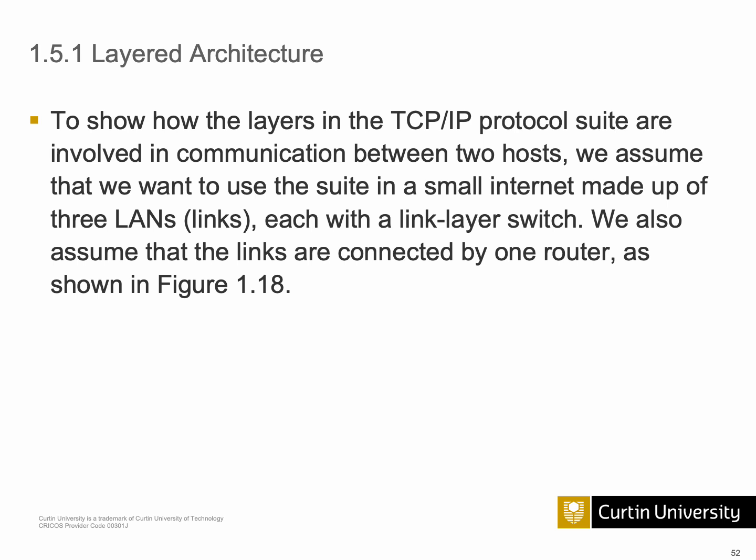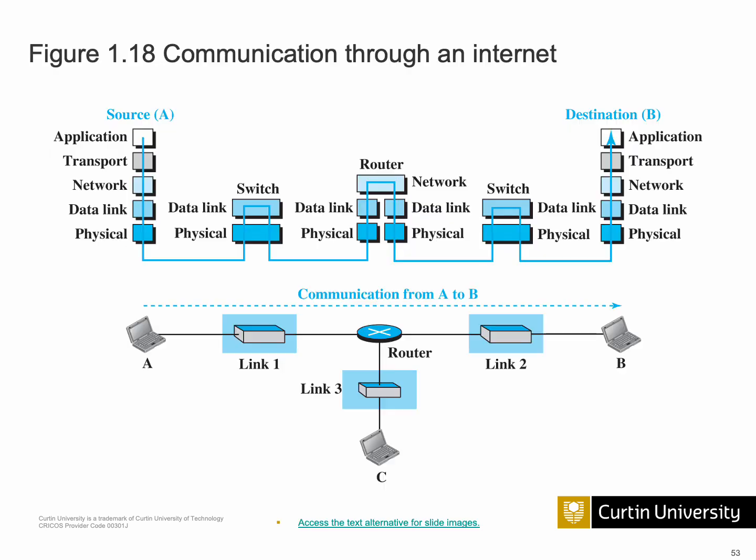So to see how layers are used in the TCP/IP protocol suite, we'll use the figure. In this figure, we'll discuss how layers in the TCP/IP protocol are involved in a communication between two hosts. In this case, this small internet is made up of 3 LANs, each with a link layer switch. We will also assume that the links are connected by one router.